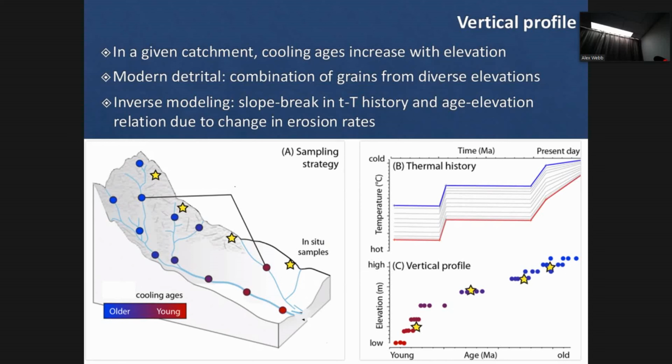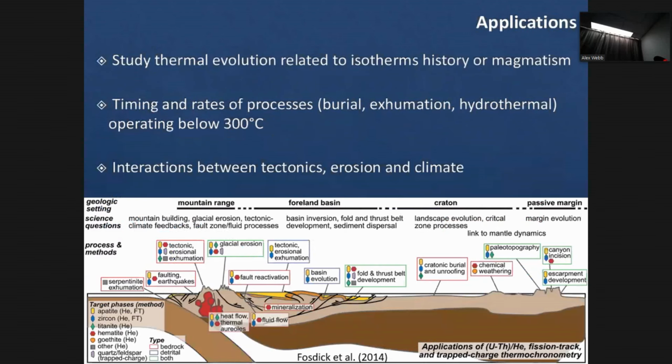So vertical profile is very powerful to know when you have change in exhumation rates and so of denudation rate. And then we have to interpret if it is related to climate, tectonics, or both. Because as you can see on this figure, it's not recent, but I think it represents well all the different applications of all the thermochronometers. And you can apply this everywhere, in mountain range, in foreland, craton, or passive margin.